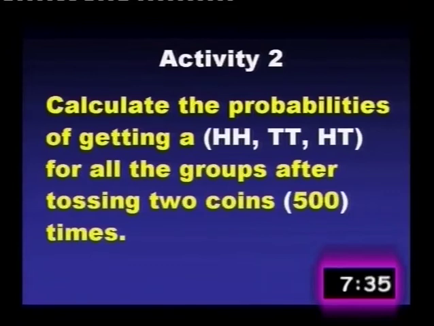Activity 2. This time, you did your activity 1 only for your group. Okay, this time you're combining all the results. So you will try to find the probabilities of head, combining all the 10 groups' results. You add all this to find the probability.